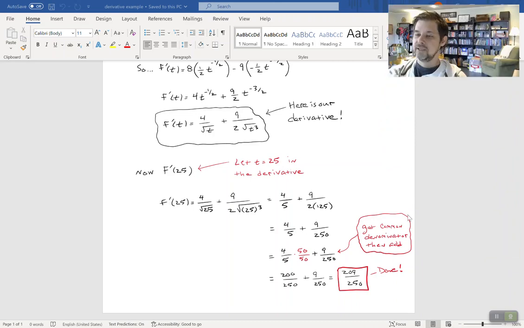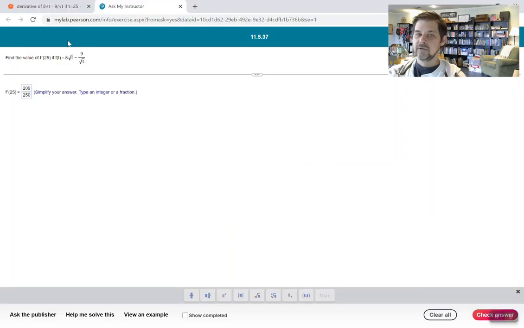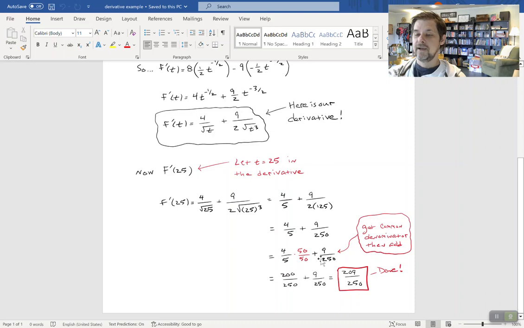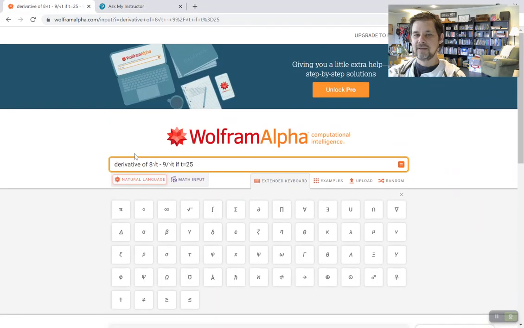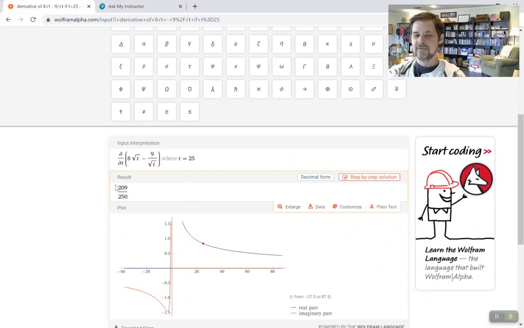At this point, I'm thinking, okay, I need to add these fractions together. I did notice the question said simplify your answer, type an integer, and an integer is a positive or negative whole number, and a fraction is a fraction. You know what a fraction is. So I need to add these together into one fraction. Now I know that we kind of cheated a little bit and we used Wolfram Alpha, and it told us the answer is 209 over 250.